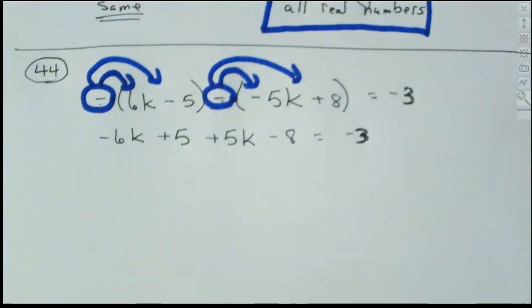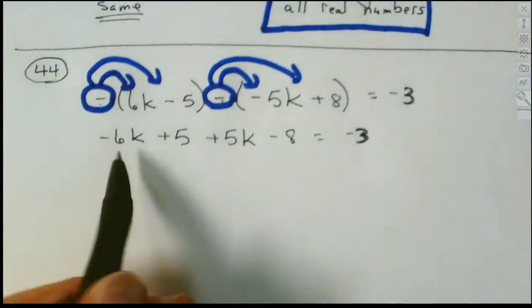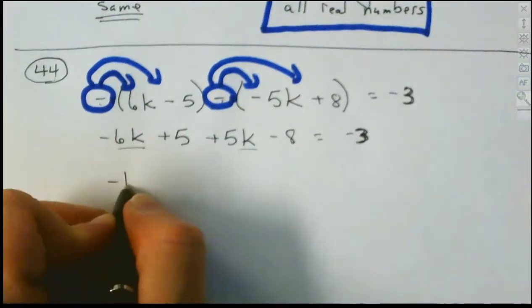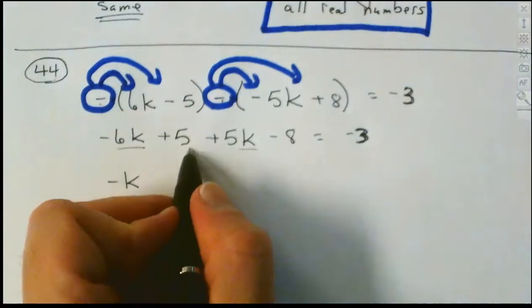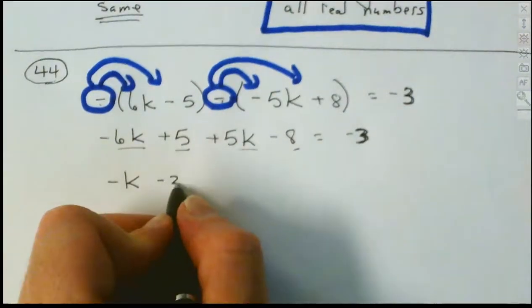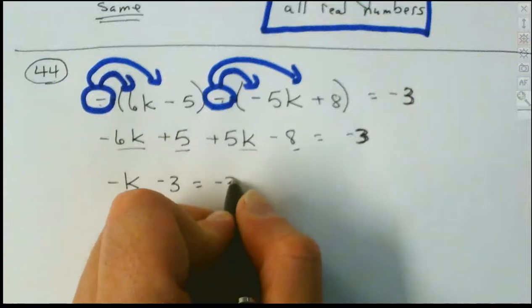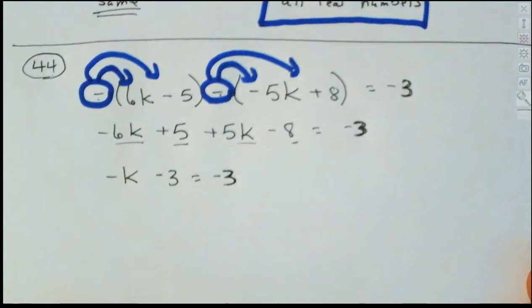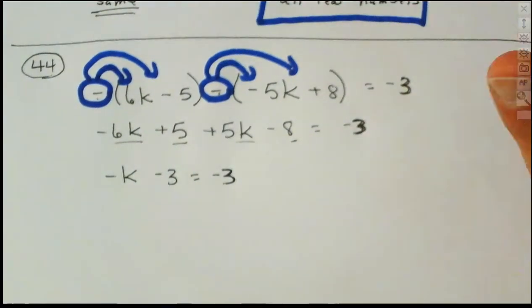Now we can combine. So what do we have? We have a minus 6k, a positive 5k. Those go together, make it a minus k. We've got 5 minus 8, that makes it a minus 3. A lot of times, I know you know how to finish it, but a lot of times what happens is you're going to try to add the 3's together. And we don't. We need to move it over, okay? And they're going to cancel out.